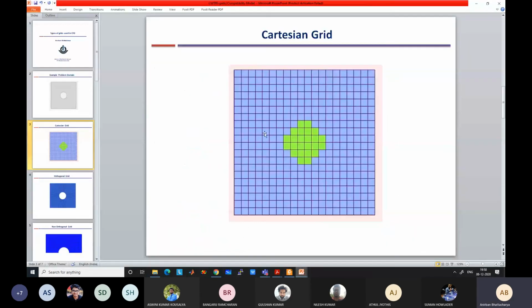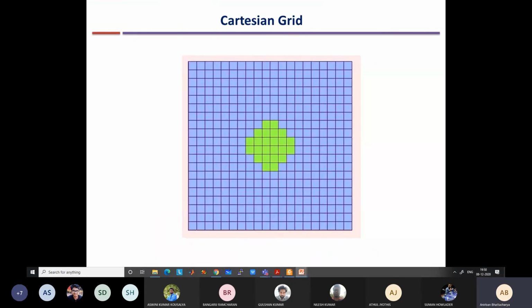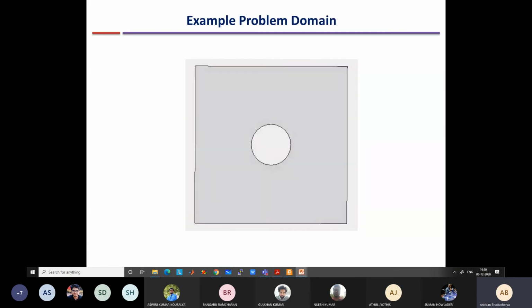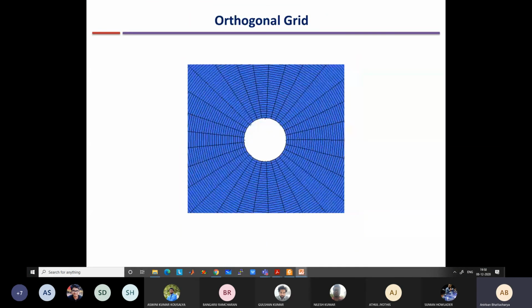I will show you some realistic examples of how it will actually look after implementation. Then we will finish with an example of an unstructured grid. This is a Cartesian grid, the same circle. Flow over the circle. This is flow over the circle with an orthogonal grid. All the lines are perpendicular to each other. This will actually be circular lines.